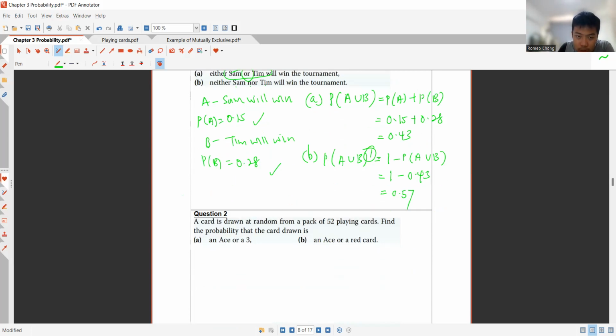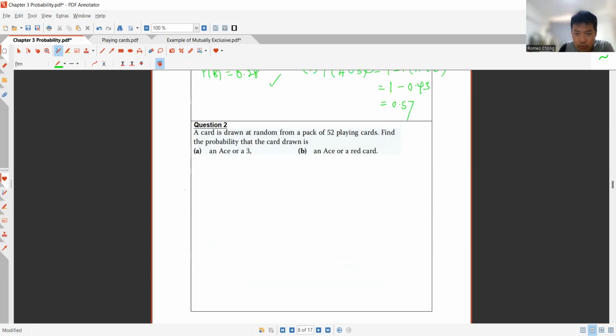Now, next one, question 2. A card was drawn at random from a pack of 52 playing cards. So the playing cards, I hope you know what those are. Find the probability that the card drawn is an Ace or 3. Ace or 3. So let me show you the 52 playing cards.